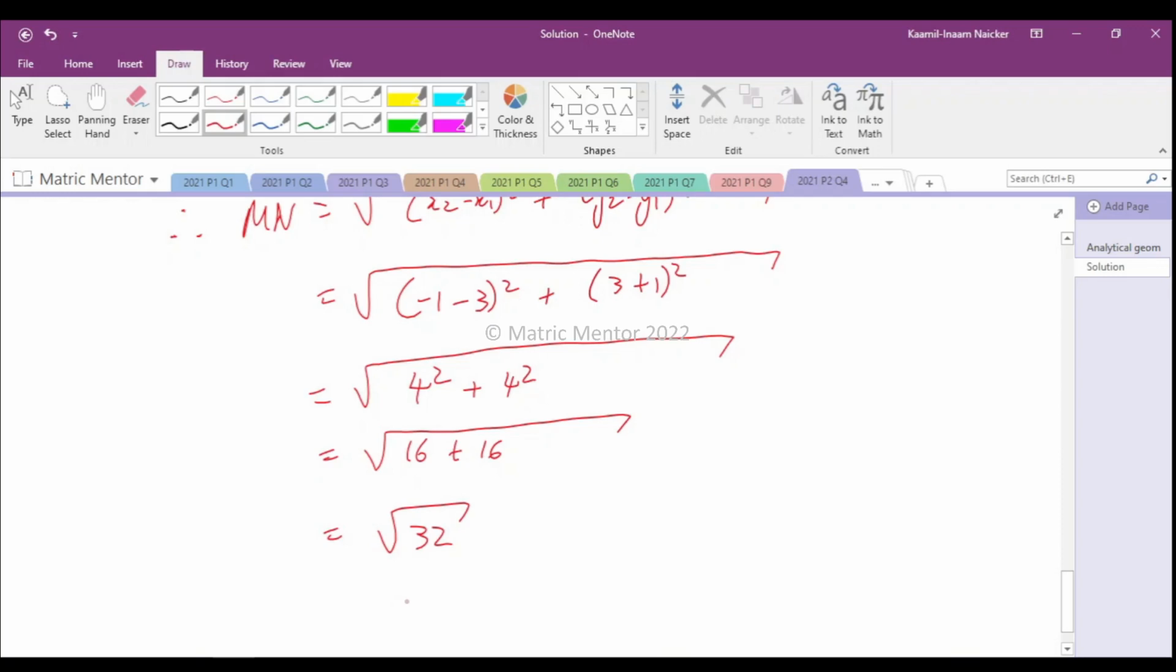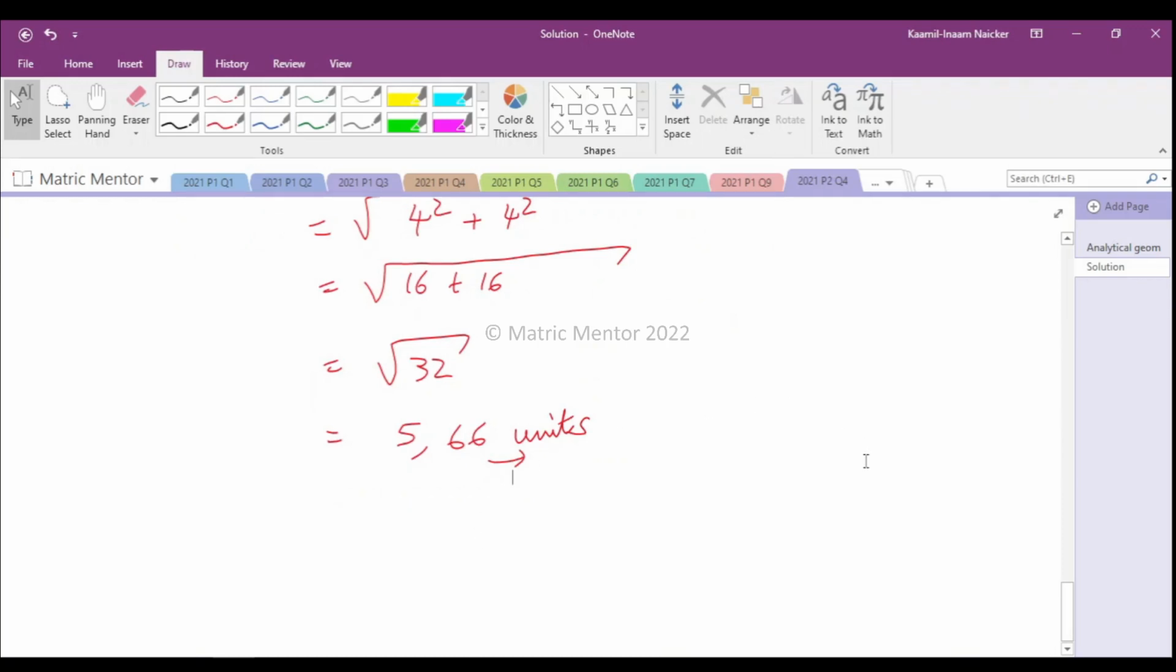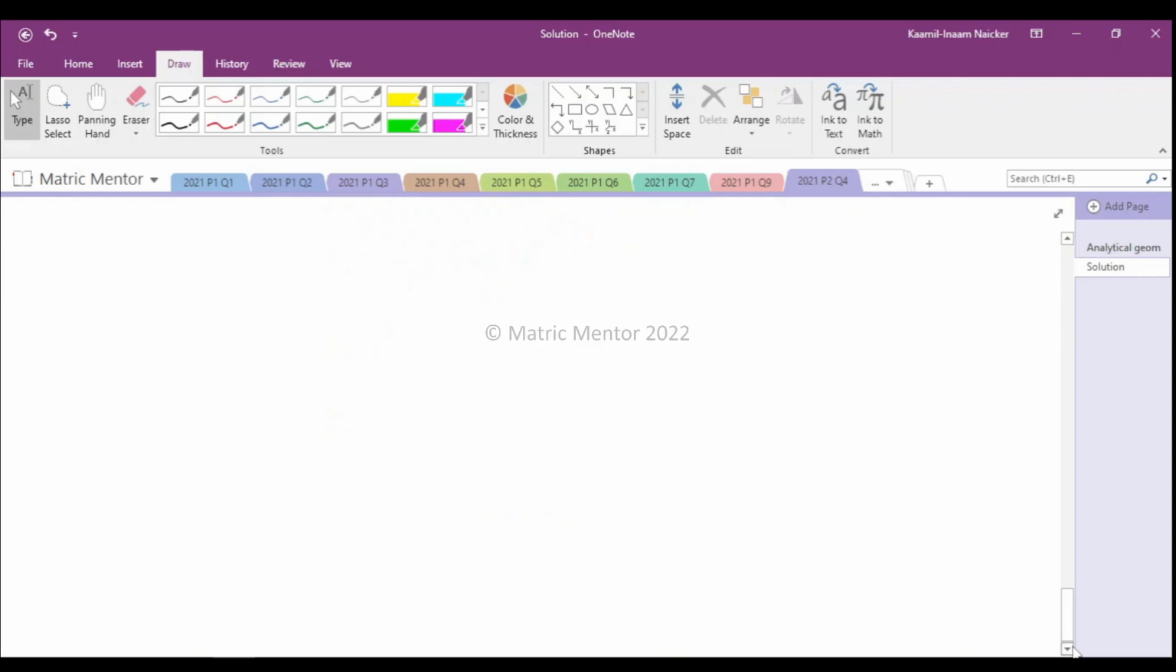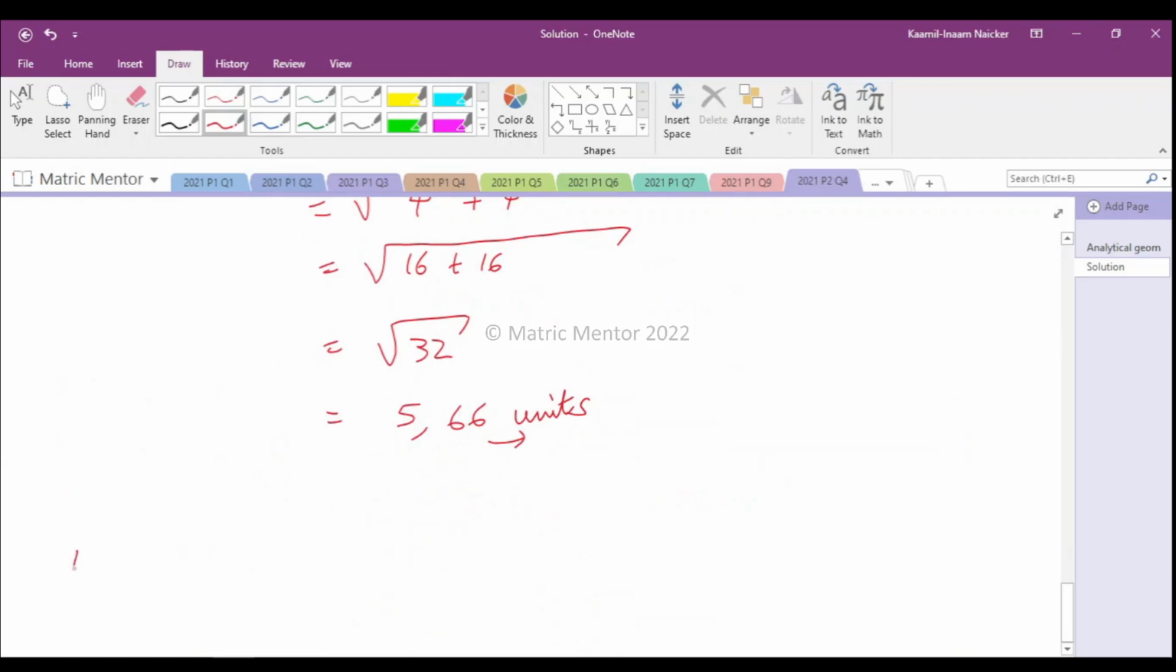And we can calculate that. If you put it in the calculator, that should give me 5.66 units. The reason why I converted to decimal is because, remember, on the instruction page of your exam booklet, it says, unless otherwise stated, convert all answers to 2 decimal places. So you want to make sure that you have indeed filled your answer in to 2 decimal places.